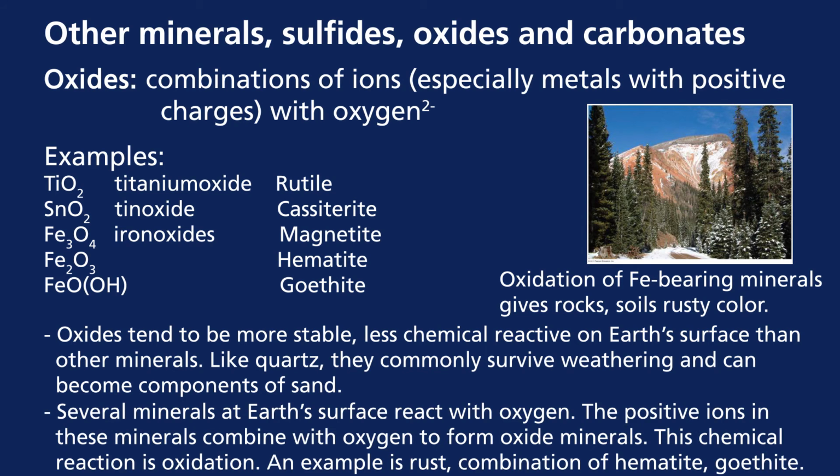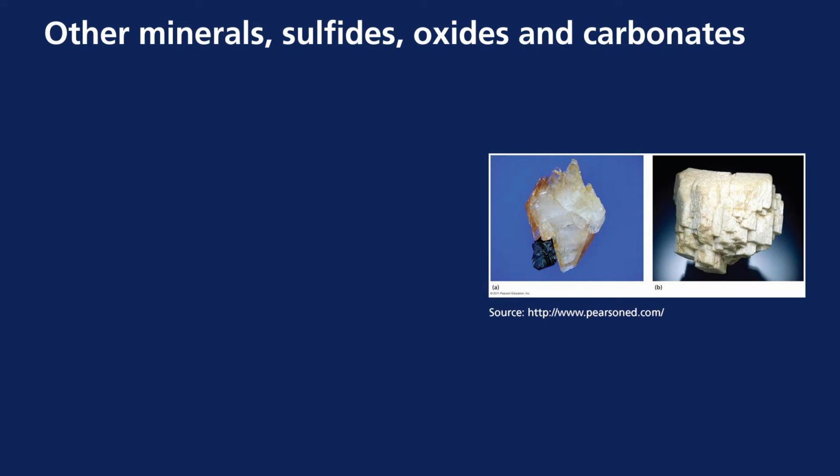And several minerals react with oxygen. The positive ions combine with oxygen to form oxide minerals. This is called oxidation, where an electron will transfer. And this we can see in rust, which is a combination of hematite and goethite. Oxidation also gives quite a lot of earth a rusty color, an orange-brown color.